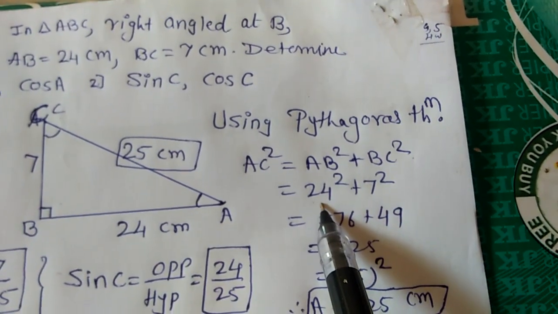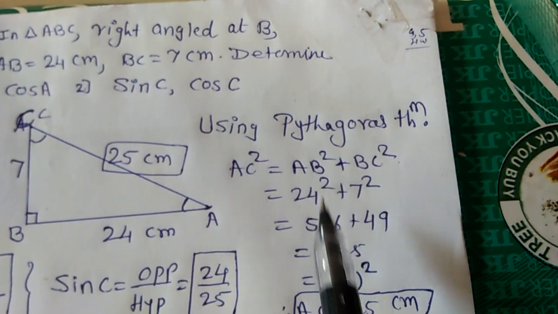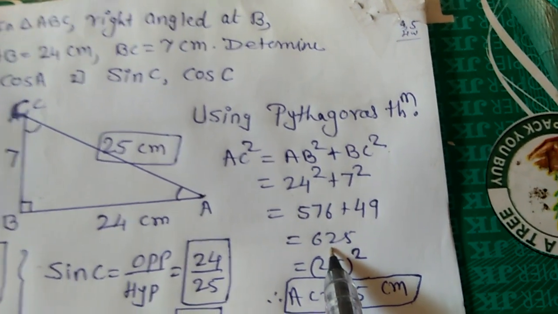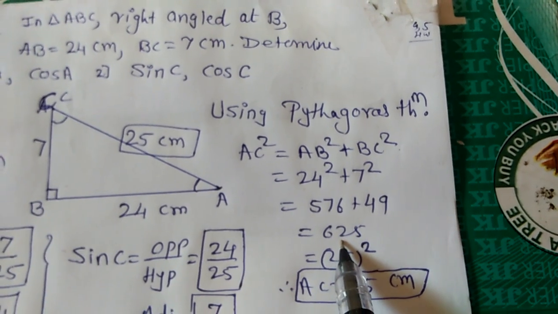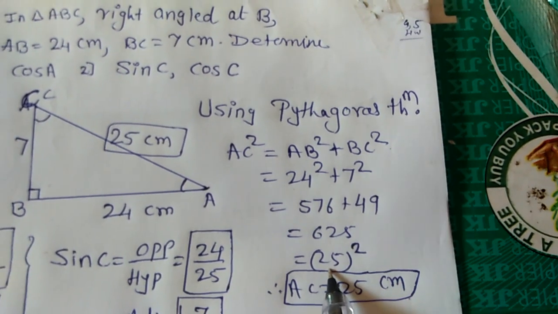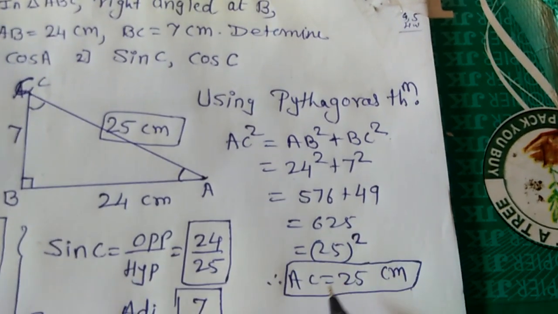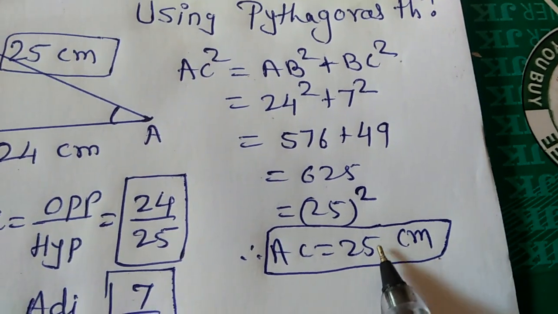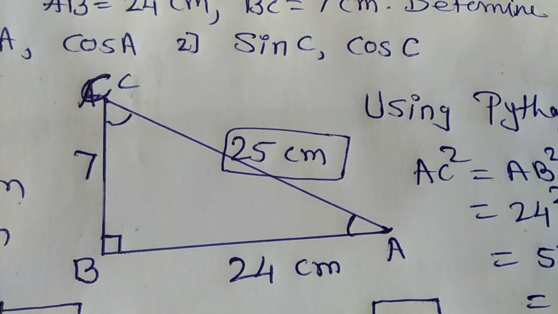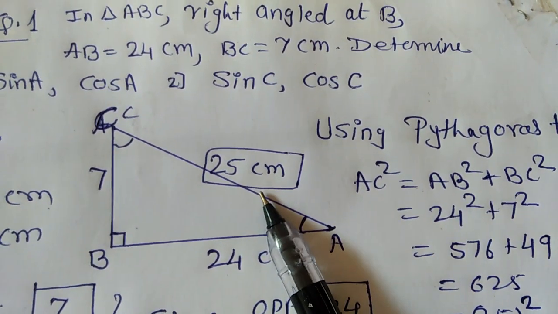Put the value. AB is 24, this is given in the diagram. BC is equal to 7 centimeter. 24 square is 576. 7 square is 49. Addition of these two is 625. And from the 8th standard, you well know that 625 is the square of 25. Therefore, you have AC square is equal to 25 square. Both sides squares get cancelled and you get AC is equal to 25, that is, AC is equal to 25 centimeter. Now you can write this 25 centimeter in the diagram. Is it okay? 25 centimeter is written in the diagram.